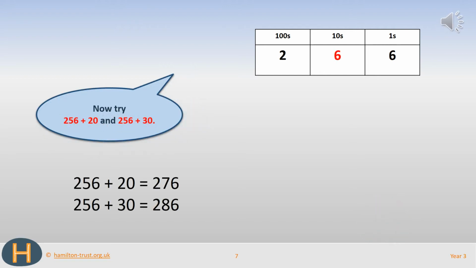So here are the answers for those 2 questions now. 256 add 20, you can see when we have a look at the tens column and we are adding 20 to 50, we then get 70, so 276. 256 add 30, the tens column is changing, 50 add 30, we'll get 80, so the full answer is 286.